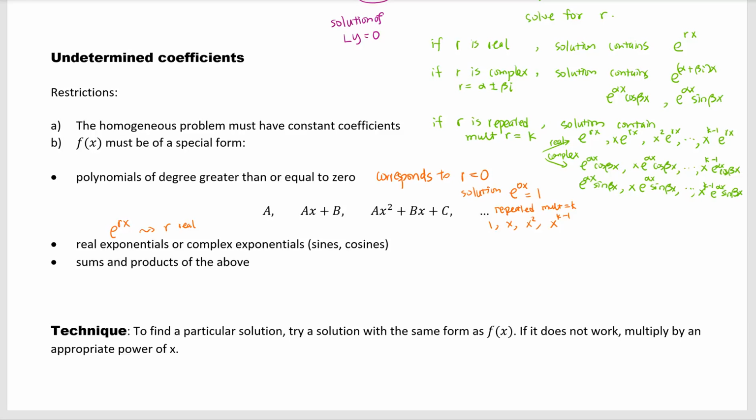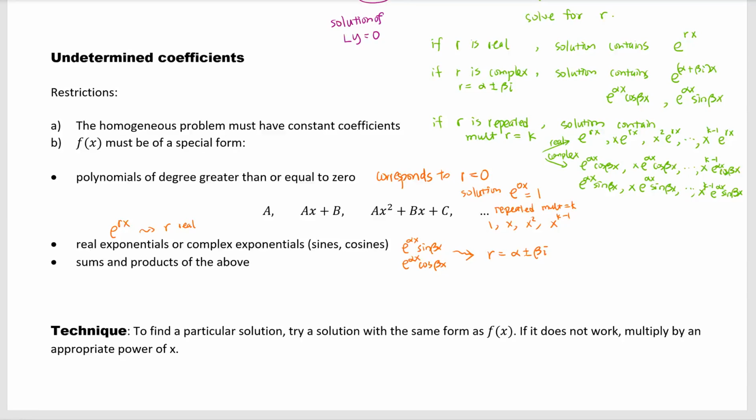Complex exponential, such as sine and cosine. So if you have e to the alpha x sine beta x, or e to the alpha x cosine beta x, they correspond to alpha plus or minus beta i. And then it could be sums or products of the above. So what it means is the solution you expect to see when you solve the homogeneous equations.